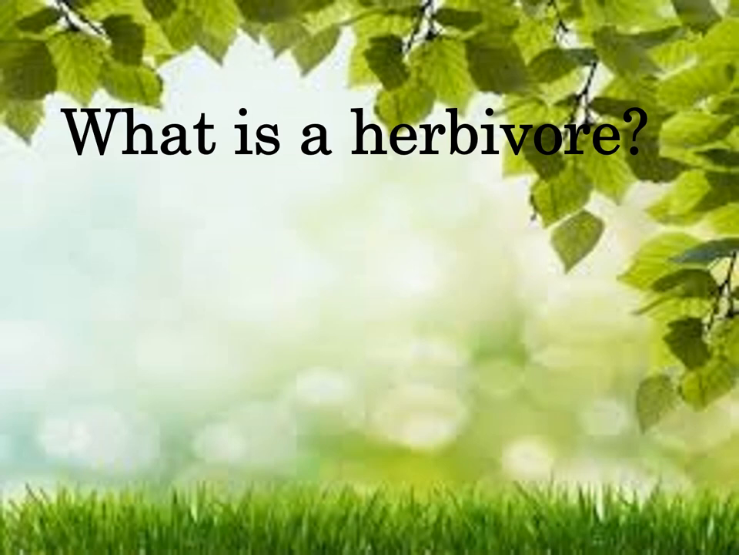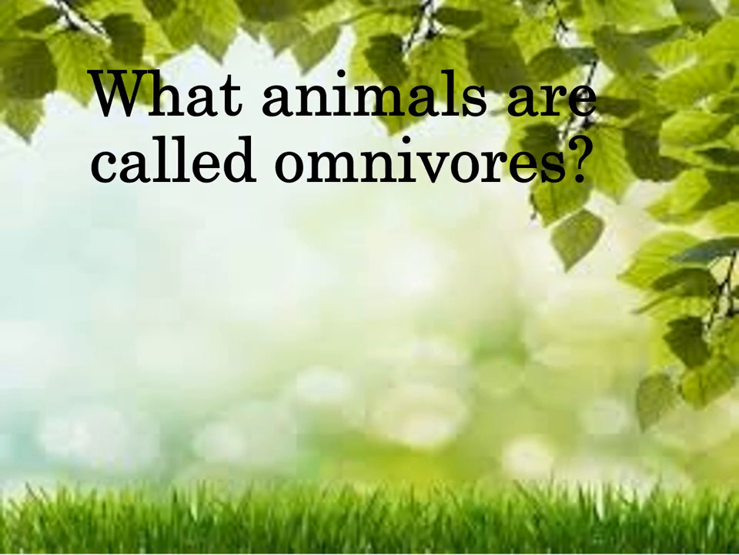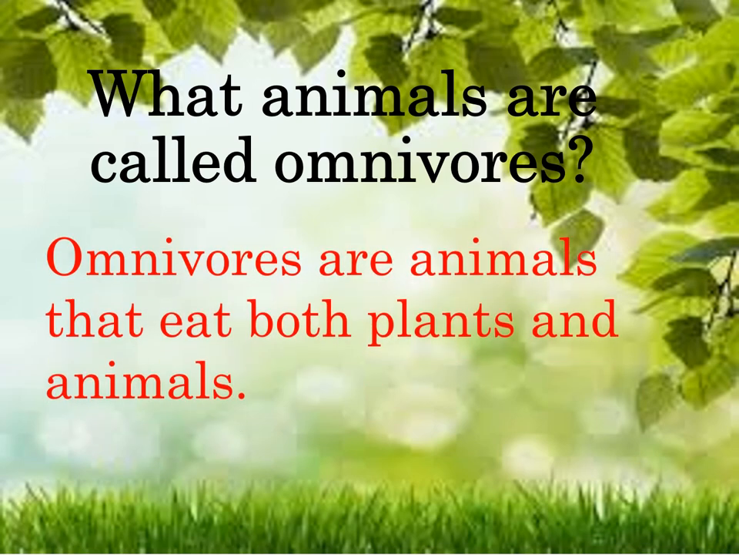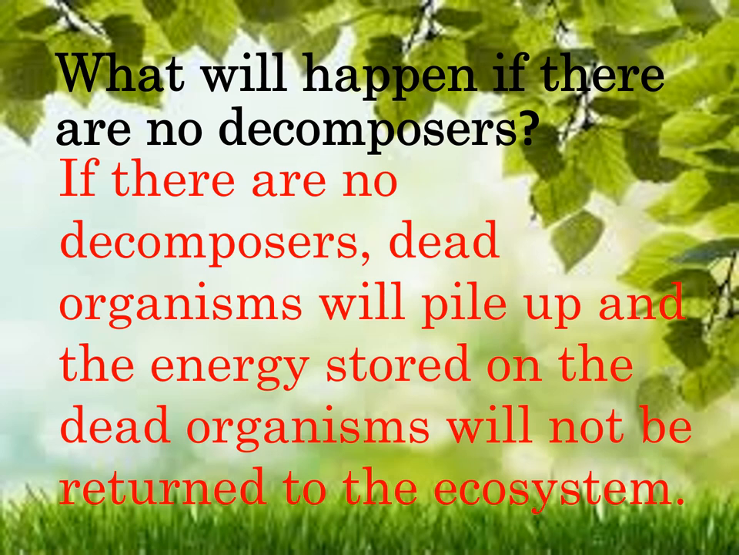What is a herbivore? Herbivores are animals that eat plants alone. What animals are called omnivores? Omnivores are animals that eat both plants and animals. What will happen if there are no decomposers? If there are no decomposers, dead organisms will pile up and the energy stored in the dead organisms will not be returned to the ecosystem.